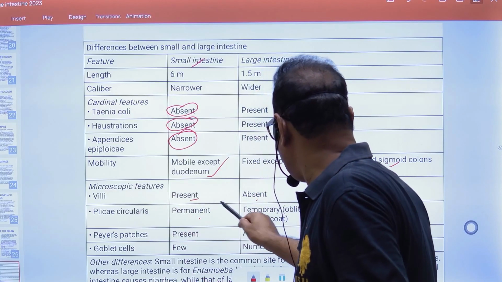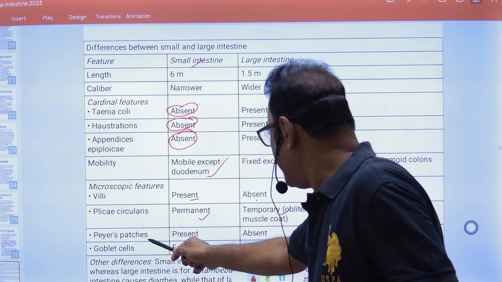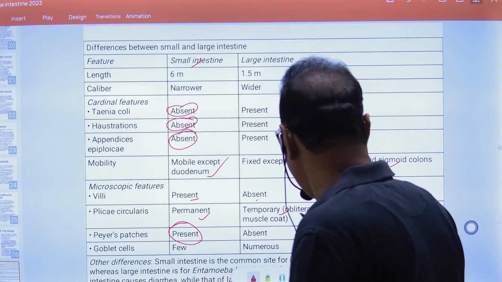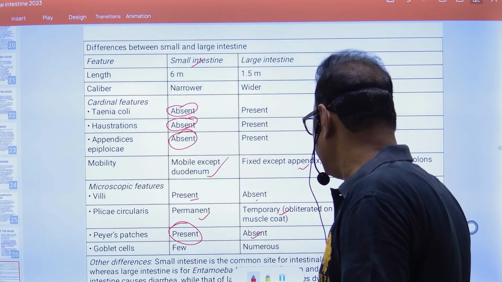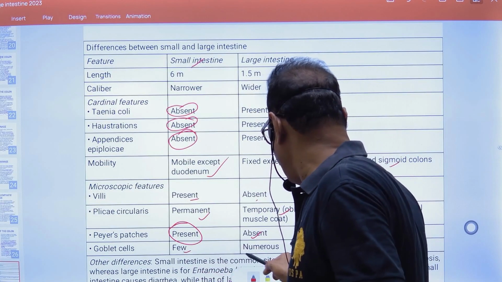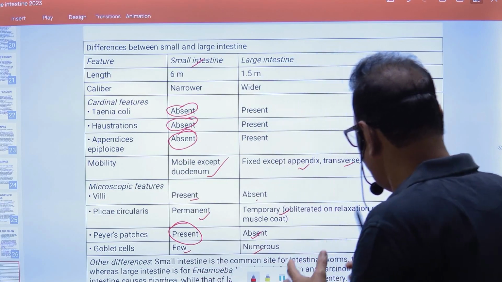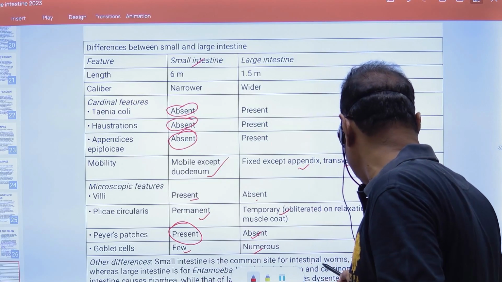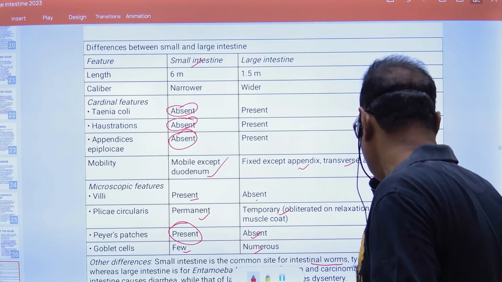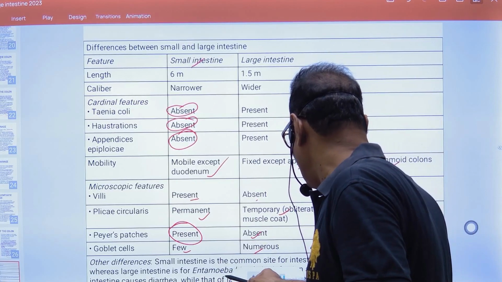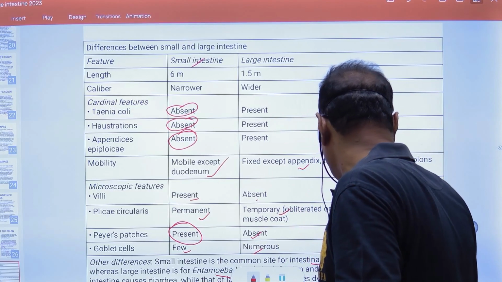Plicae circulares are permanent in the small intestine and temporary in the large. Peyer's patches, again an important thing, are the cardinal feature of the small intestine and are not present in the large intestine. Goblet cells are few in the small intestine; here we get most of the goblet cells. The small intestine is the commonest site for intestinal worms, typhoid, and tuberculosis, whereas the large intestine is common for Entamoeba histolytica and carcinoma.